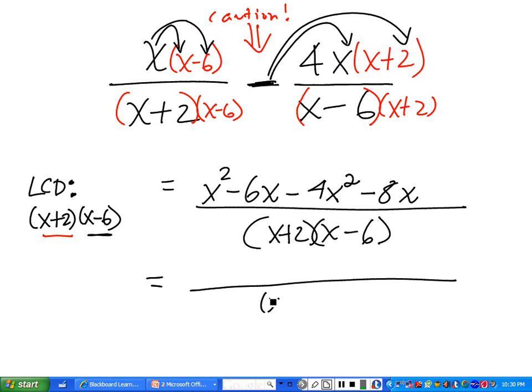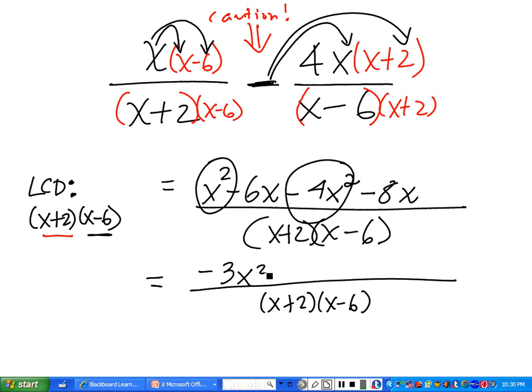Okay, now we need to combine like terms. X squared and negative 4x squared. Those are like terms. That gives us negative 3x squared. Then we have a negative 6x and minus 8x. Same sign. So we're going to add. So negative 14x.